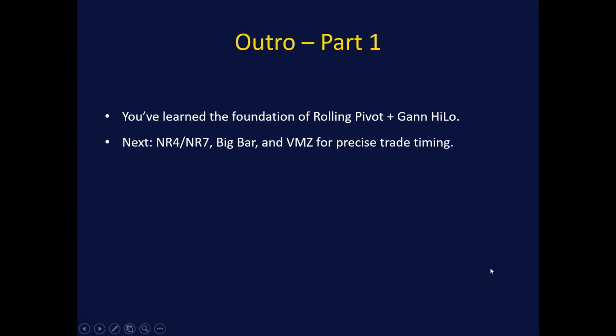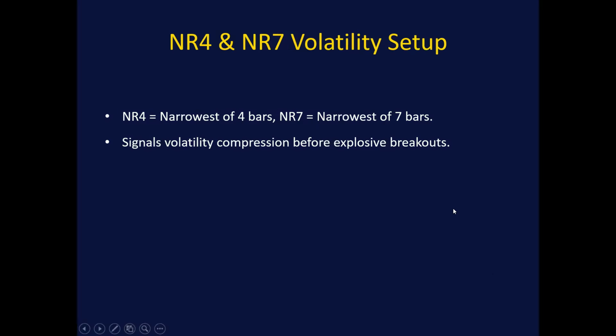So in the first part, you have learned about rolling pivot and Gann HiLo. This is the second part I'm showing you here. The NR4 and NR7 have been added for that. NR4 is the narrowest of four bars. If you see on the chart, out of the four bars, the fourth bar which is formed will have a very narrow range compared to the preceding bars, and it is automatically coded. You need not go on measuring the range; it is automatically coded for identification of the narrow bar.